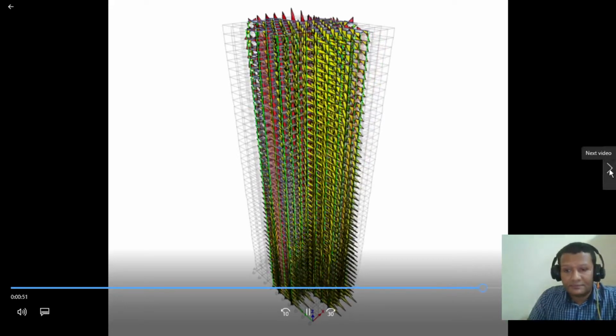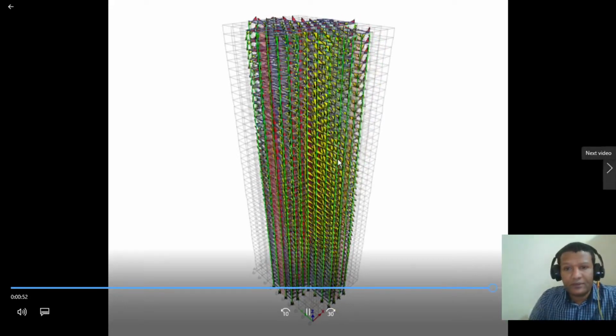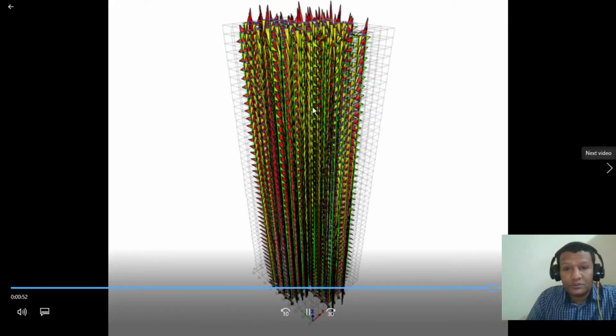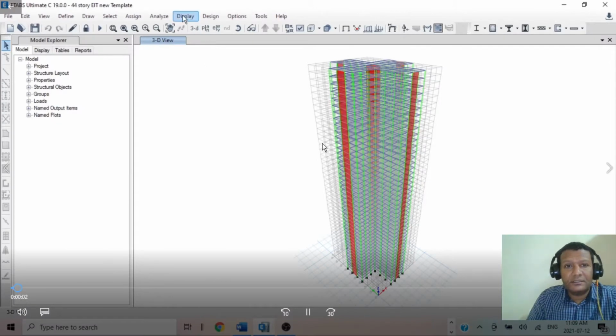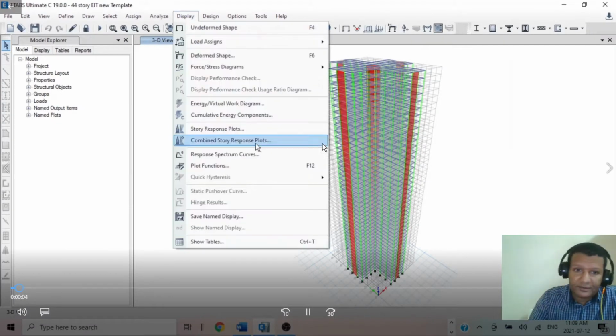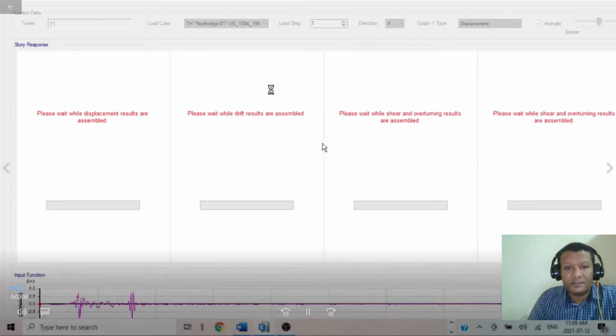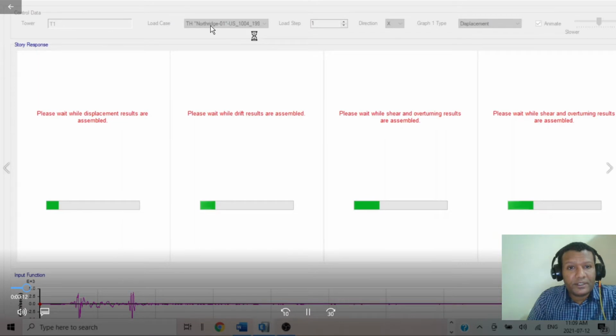Again, I will show you this one again in the results part. This is the combined response for different earthquakes. This is the Northridge earthquake. As you can see, this is the ground motion data which was applied to this building.